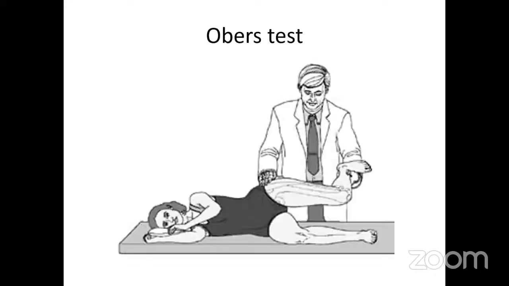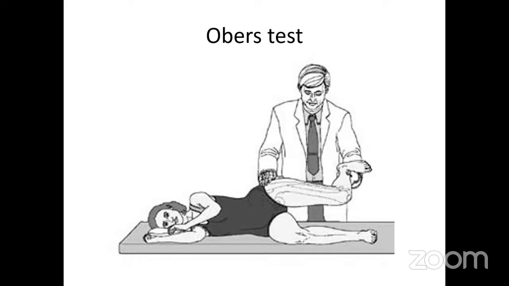So what do you do here? Ober's test means you ask the patient to lie on the sound side and you try to flex and abduct the hip joint. Normally, when you try to flex and abduct, the limb may fall. But in IT band contracture, even if you do that, the patient is able to maintain the position and it will not fall. And that is called Ober's test. That is used in IT band contracture.